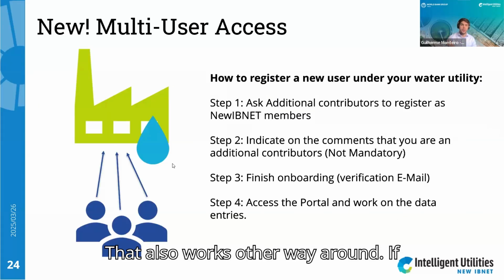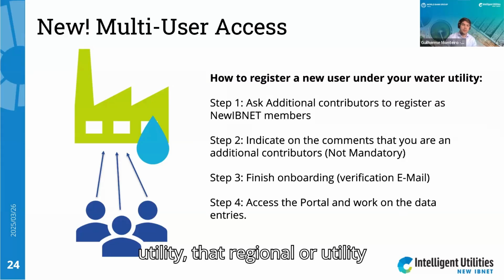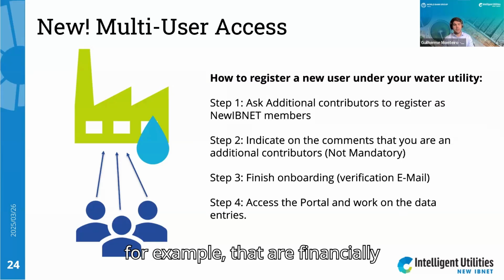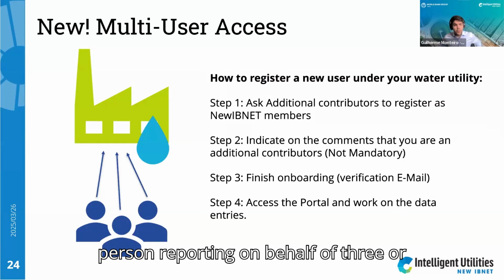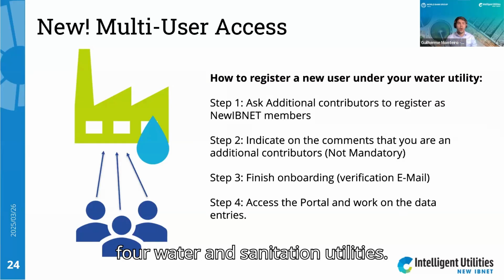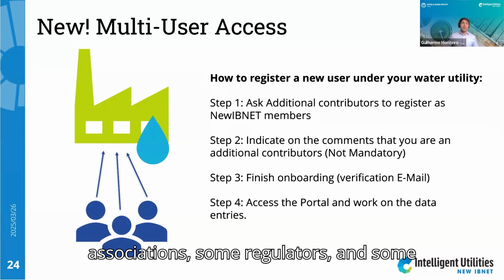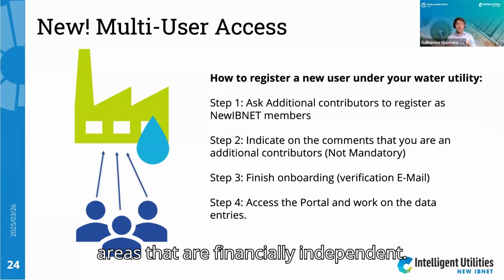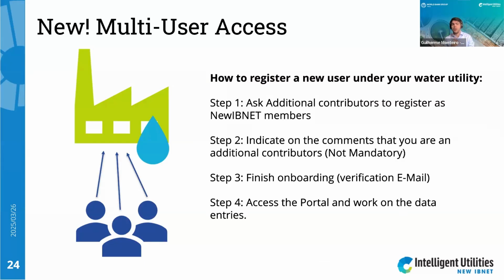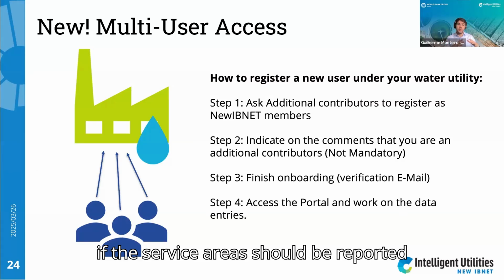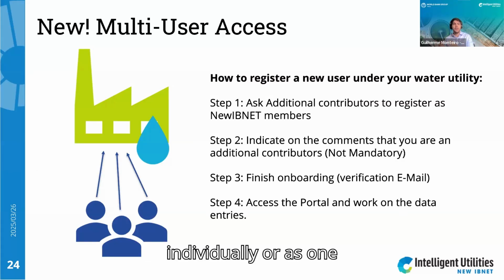That also works the other way around. If a regional utility has different service areas, for example, that are financially independent, we can have one person reporting on behalf of 3 or 4 water and sanitation utilities. That's specifically the case for some associations, some regulators, and some utilities that have different service areas that are financially independent. We use that criterion to decide whether the service areas should be reported individually or as one service area.